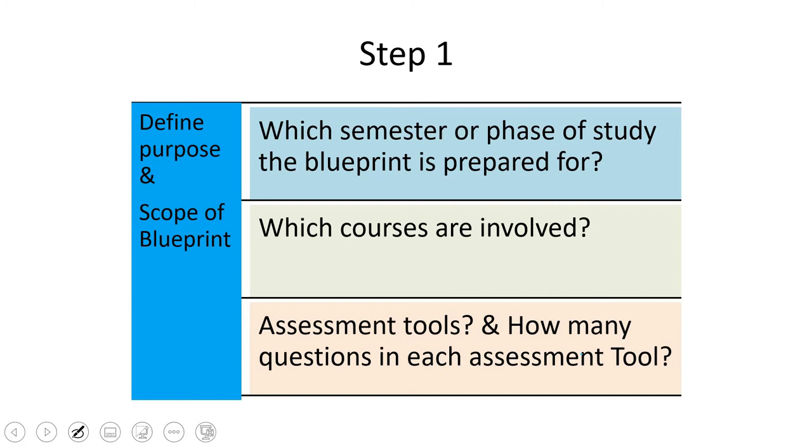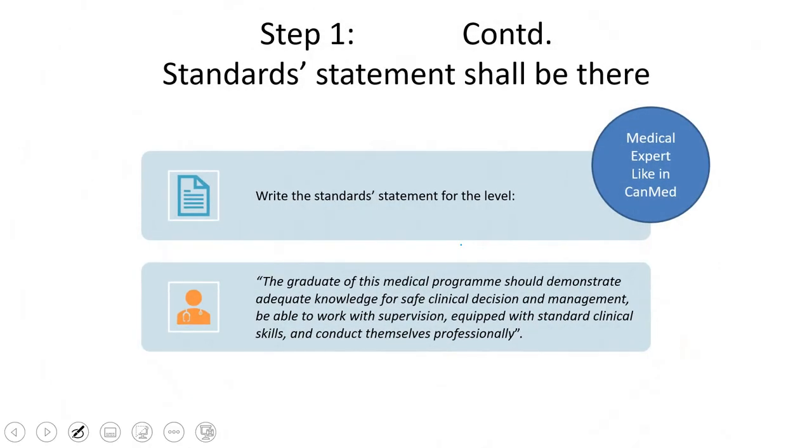So what are the steps? Define the purpose and scope of the blueprint. This is very important. In the first step, you have to define the purpose and scope of the blueprint: for which semester you are going to prepare it, what is the level, first year or second year of the undergraduate program, what is the assessment tool, and how many questions should be there. These are very important.